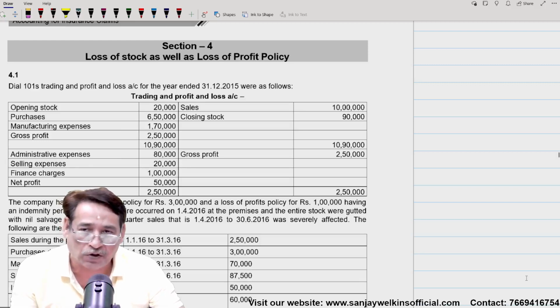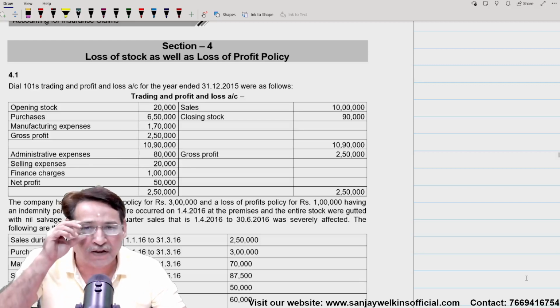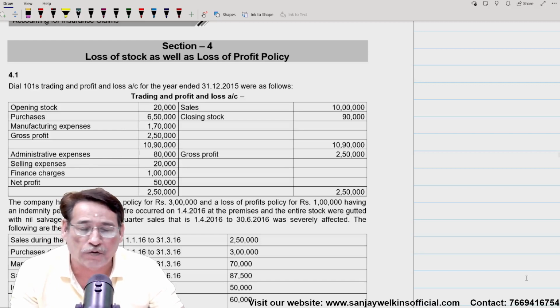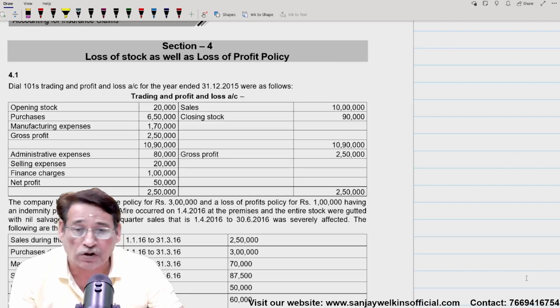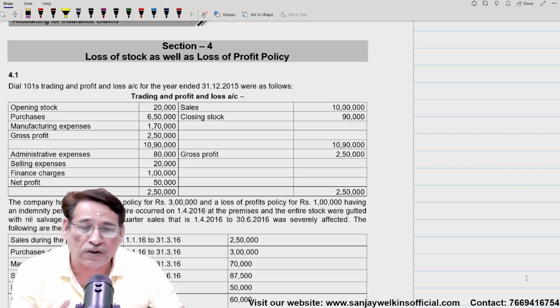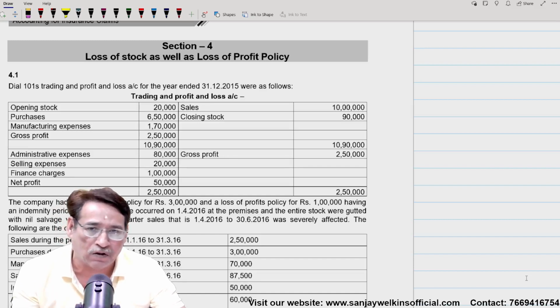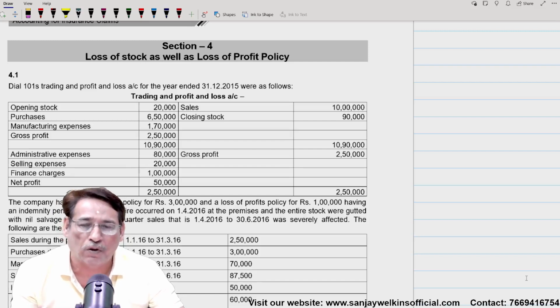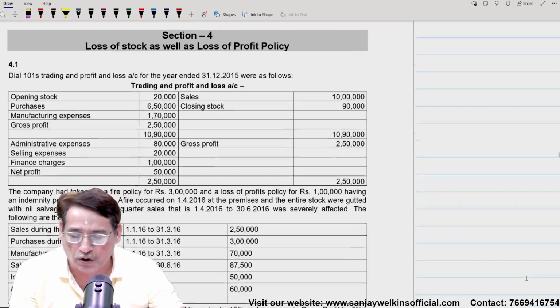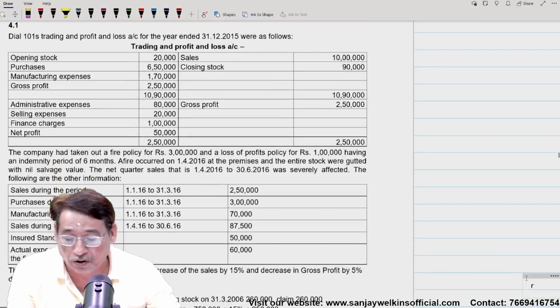In the first and second section, we did lots of questions with respect to what we call loss of stock policy. Then in the third section we did loss of profit policy, and this question is related to simultaneous or concurrent cases of loss of stock as well as loss of profit policy. So in this question, you will have to compute not only the loss of stock policy claim, but also the loss of profit policy claim. Let's have a look over this particular question.